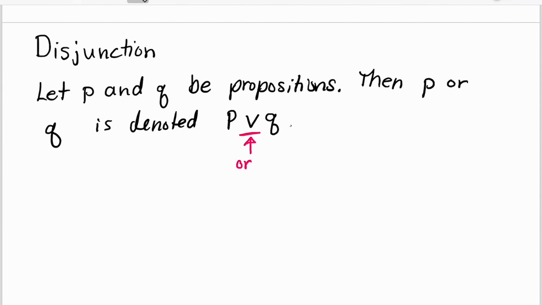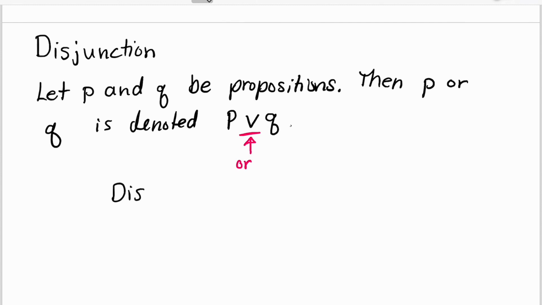Now, the disjunction P or Q is false whenever both P and Q are false, but true otherwise. In other words, only one or more of the two propositions needs to be true for the whole statement, the disjunction, to be true. So let's look at the truth table.